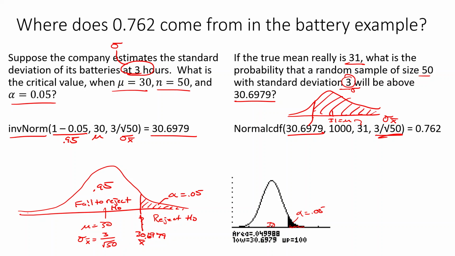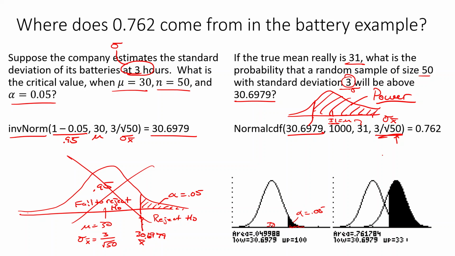And this right here is the power of the test, right? Because this is the actual distribution that we've got, since the actual mean is 31 and the actual standard deviation is 3, and we're doing a sampling distribution with samples of size 50 still. So this is what's actually there, not this one. This one is not the actual distribution.